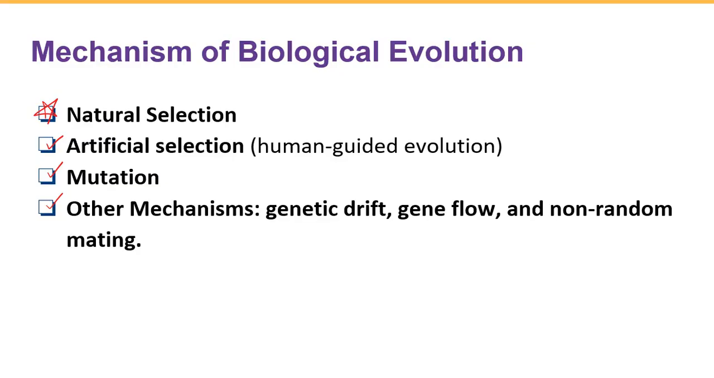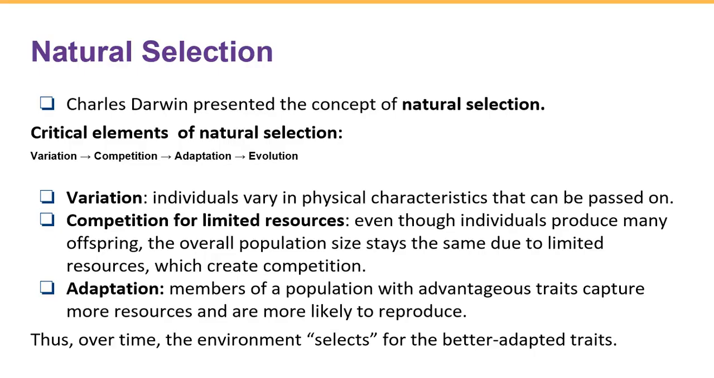Okay, let's talk about natural selection. The concept of natural selection was first presented by Charles Darwin. It explains how populations change over time based on traits that help organisms survive and reproduce. There are three critical elements of natural selection: variation, competition, and adaptation. Variation means that individuals in a population are different from each other. These differences can be passed on to their offspring. For example, some giraffes might have longer necks than others.